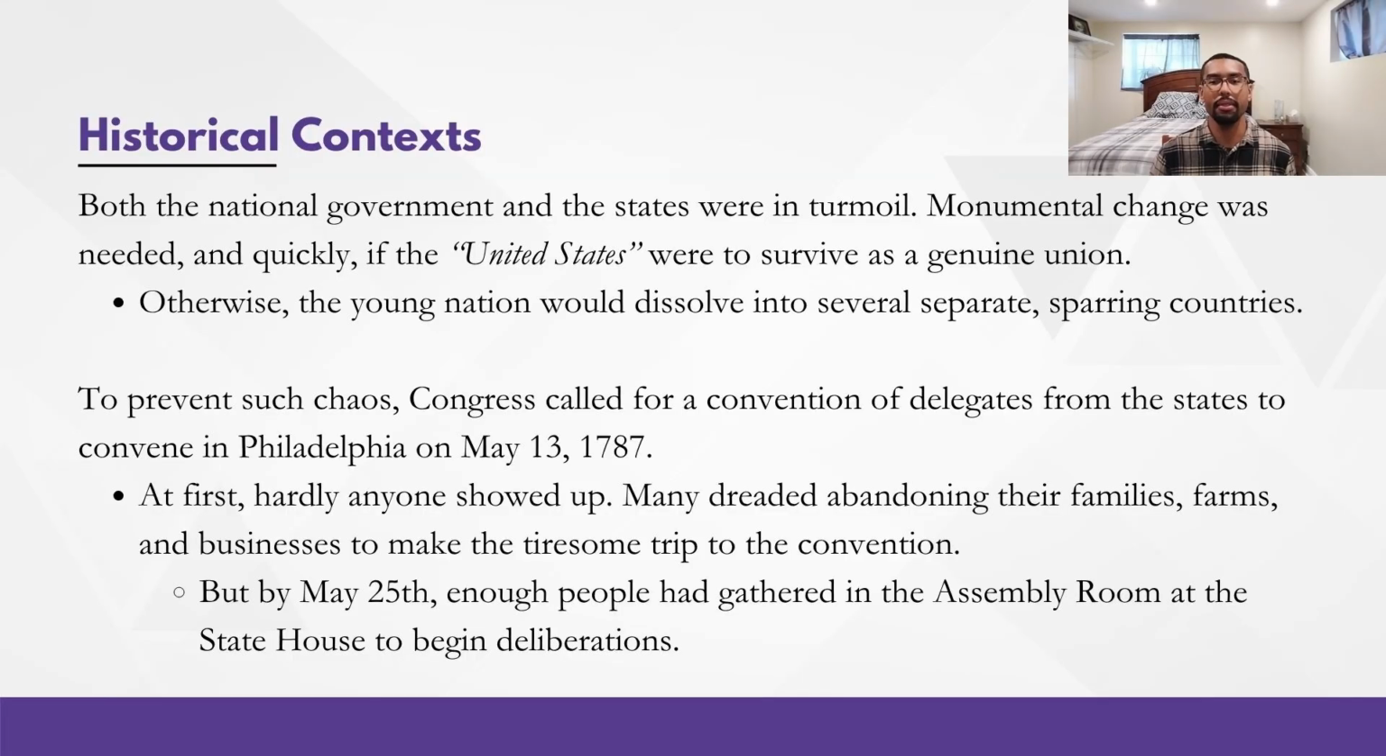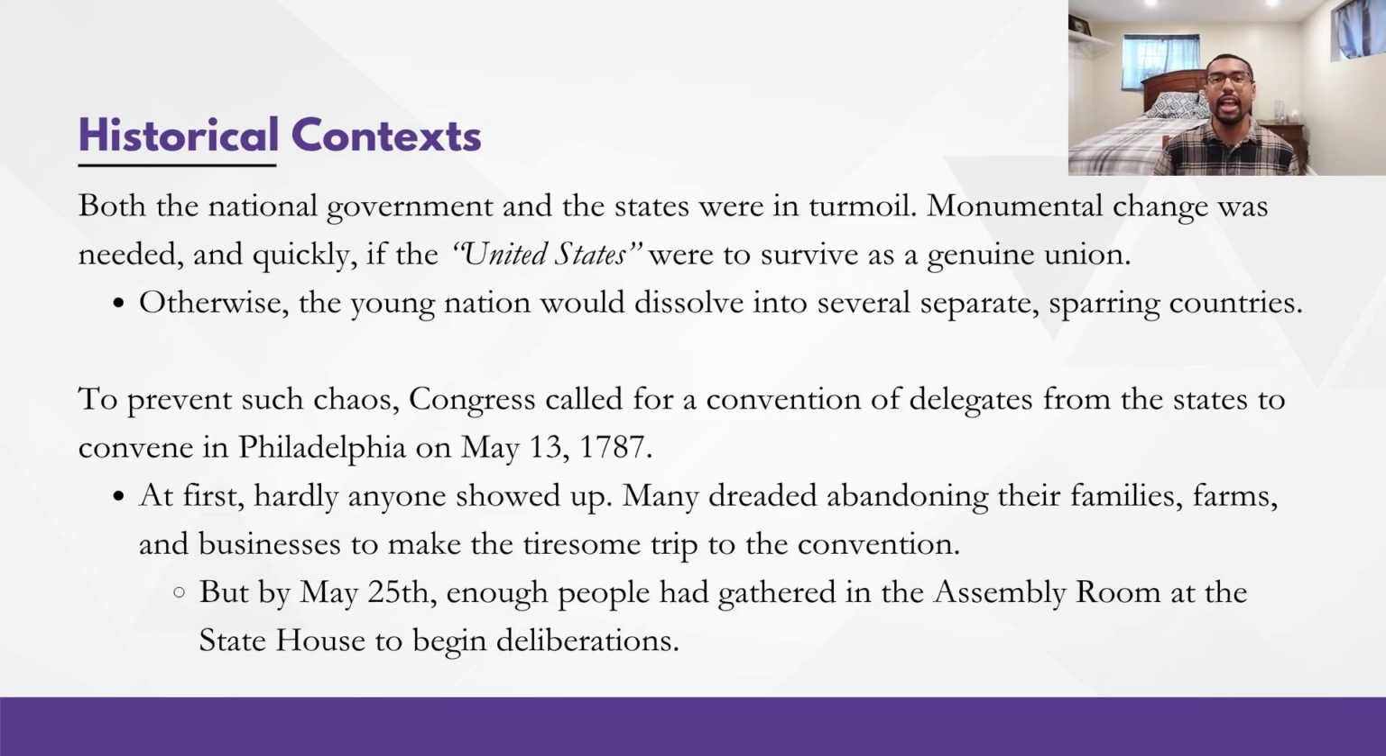Still, none of the first 8 presidents under the Articles of Confederation had any real power. Both the national government and the states were in turmoil. Monumental change was needed, and quickly, if the United States were to survive as a genuine union. Otherwise, the young nation would dissolve into several sparring countries. To prevent such chaos, Congress called for a convention of delegates from the states to convene in Philadelphia on May 13, 1787.